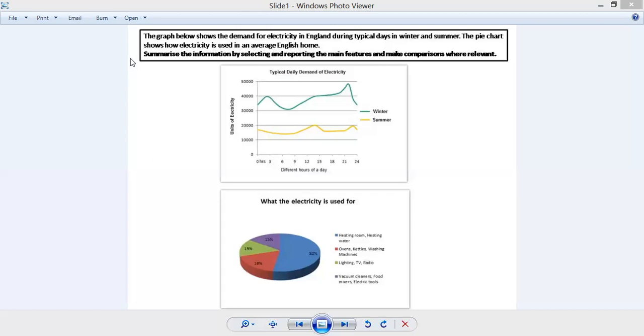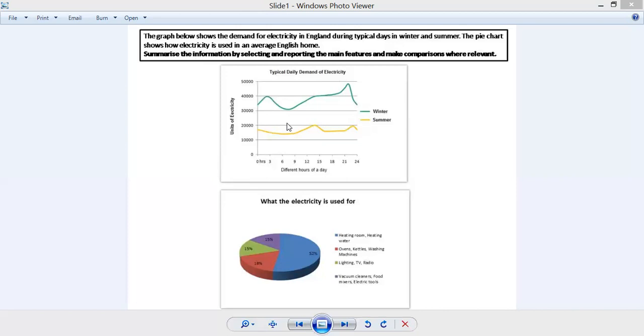Let us read. The question is given: the graph below shows the demand for electricity in England during typical days in winter and summer. दो सीजन की जो रिक्वायरमेंट है इलेक्ट्रिसिटी की वो दिखाई गई है इंग्लैंड की. And what is the pie chart showing? The pie chart shows how electricity is used in average English home. एक एवरेज घर है जो इंग्लैंड का, उसके अंदर इलेक्ट्रिसिटी यूज किस कारण से होती है, that is given in pie chart.